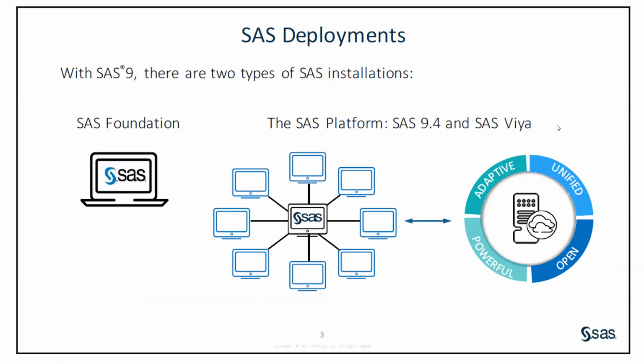SaaS deployments. So SaaS deployment means actually there are two types of installations. One is the SaaS foundation. The other one is the SaaS platform. And the SaaS VR. There are three things actually here: the SaaS foundation, SaaS platform 9.4 and SaaS VR. There are three types of softwares. The first one is the SaaS foundation. This is mandatory. I mean, whether to run the SaaS platform or the SaaS VR tools also, we need the SaaS foundation. So that is mandatory.